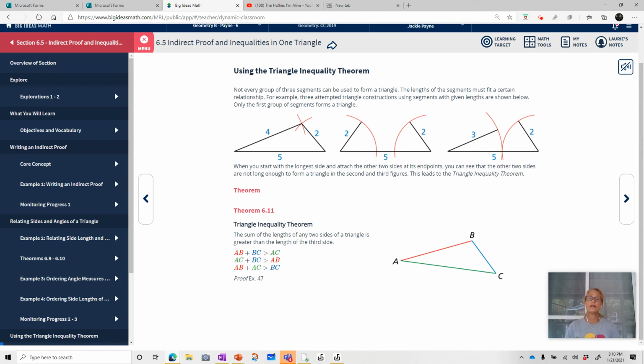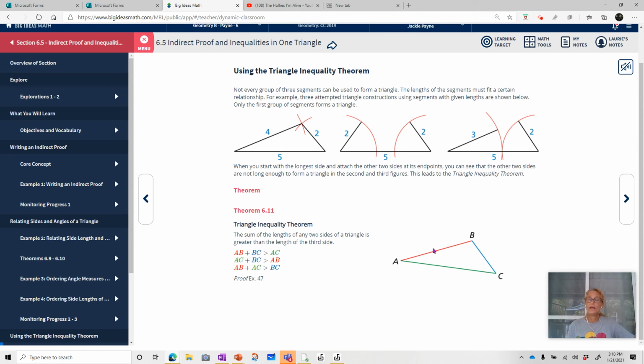So when you start with the longest side and attach the other 2 sides at its endpoints, you can see that the other 2 sides are not long enough to form a triangle in the second and third figures, which leads to the triangle inequality theorem. So here it is. The sum of the lengths of any 2 sides of the triangle is greater than the length of the third side.